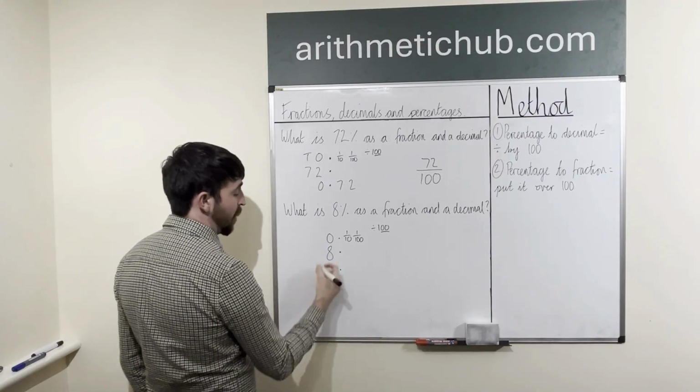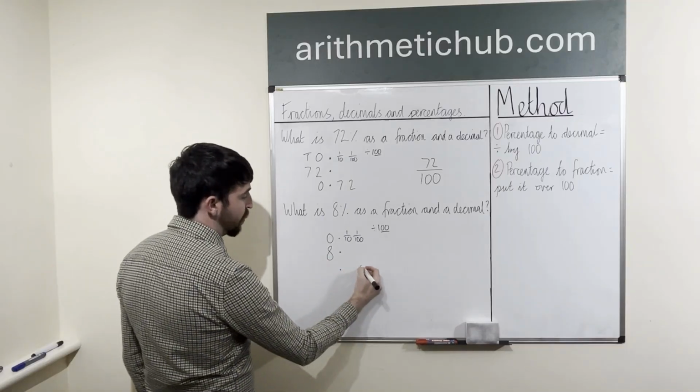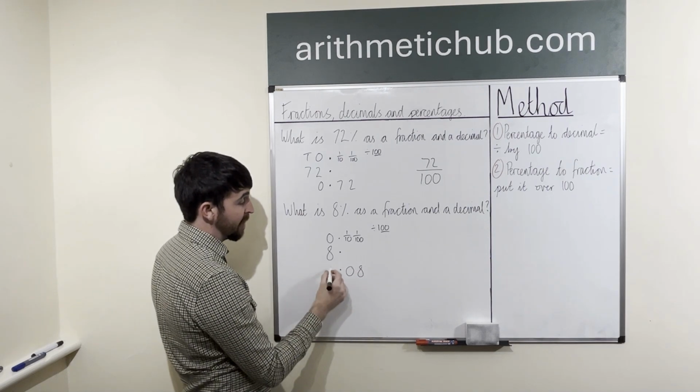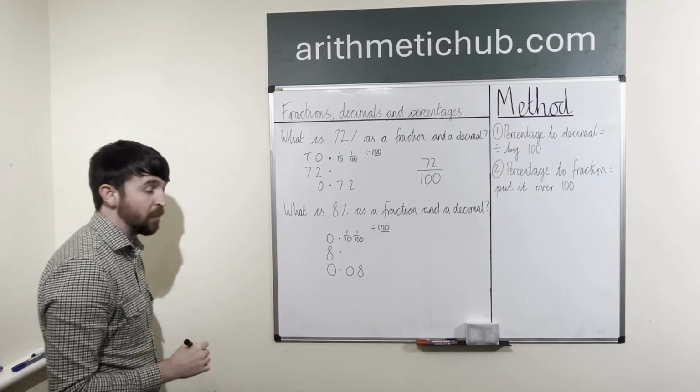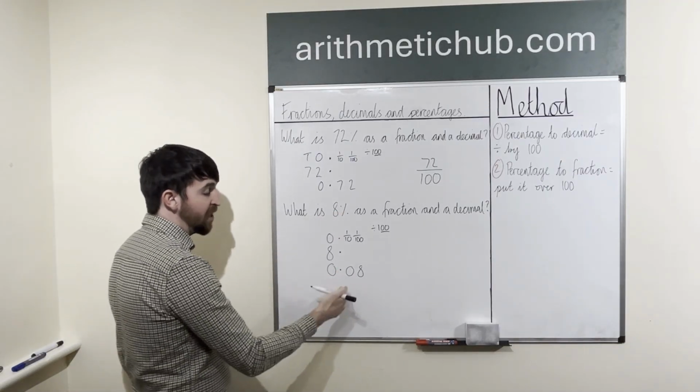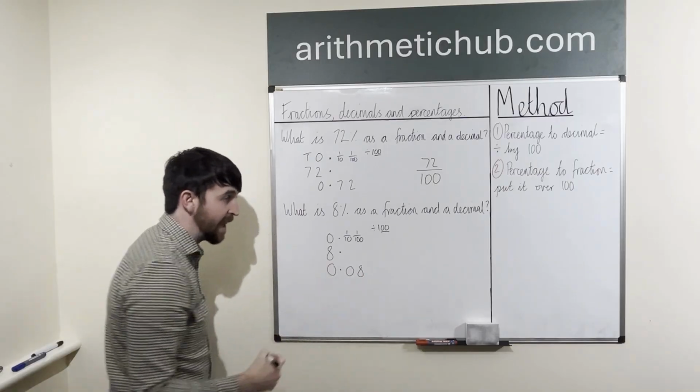I line my decimal points up, I drop my 8 down, move it once, twice. Now I need to put my placeholders in. A 0 goes in the tenths, and a 0 goes in the ones column. So my 8% becomes 0.08 as a decimal.